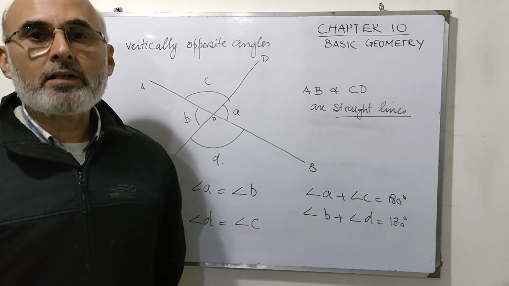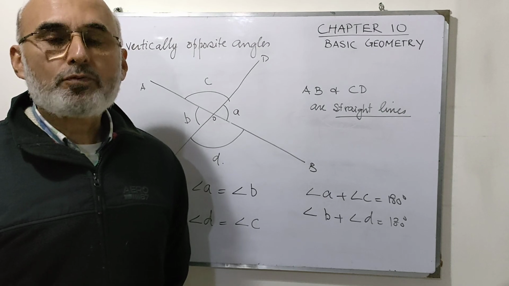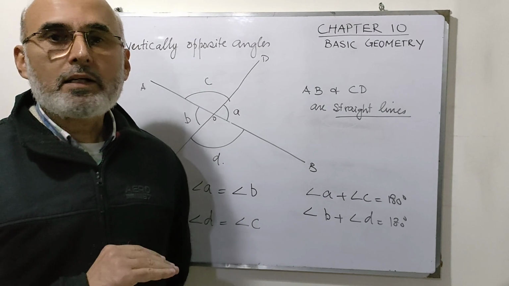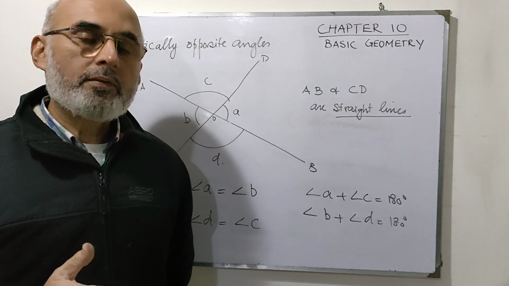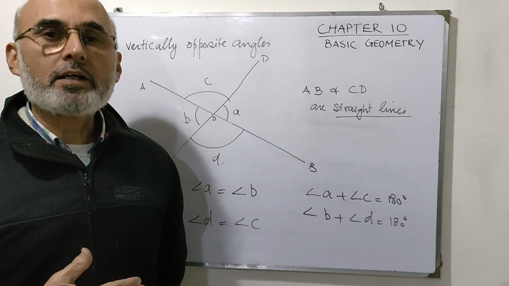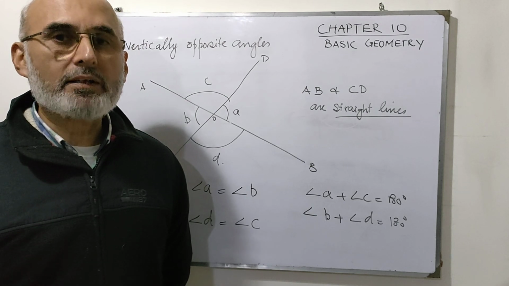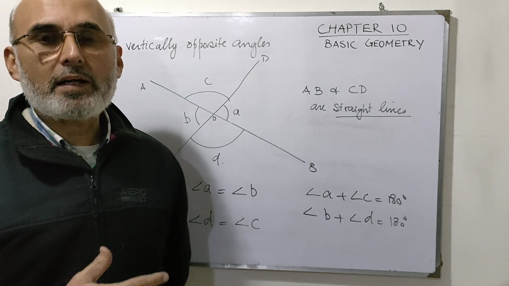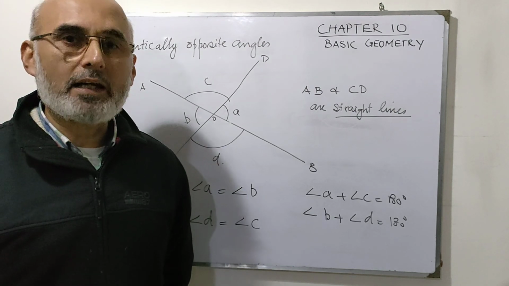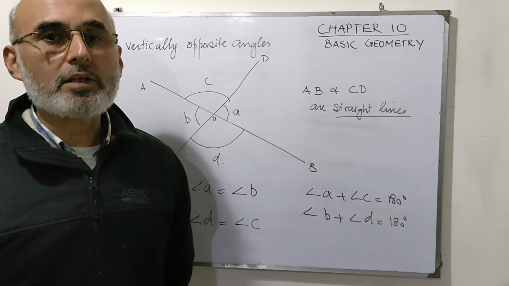So in the next session I'll discuss angles formed when a slanting line is intersecting two parallel lines, right? And what types of angles are formed when the two parallel lines are cut by a third line, which is a transversal? So what types of angles are formed?